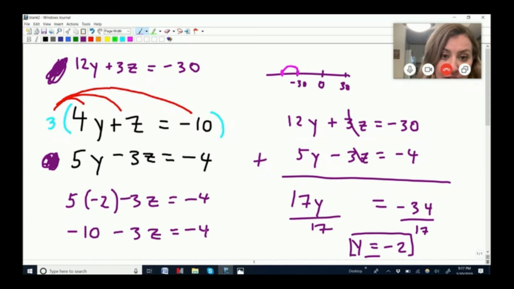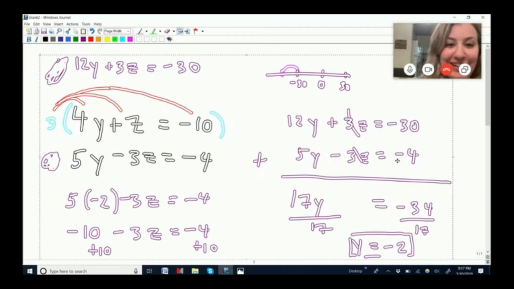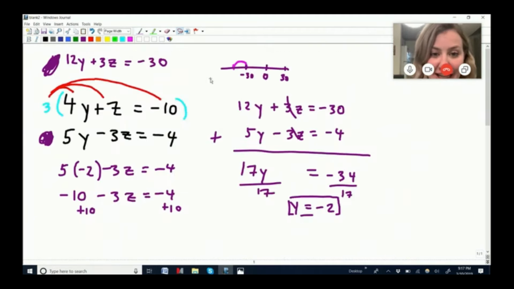Totally. And then you can add 10. Amazing. You're an expert at integers. Okay, so what do we got? These canceled. Thank God. Get rid of those. What do we got over here? What's left over? -3z equals 6. Very good.